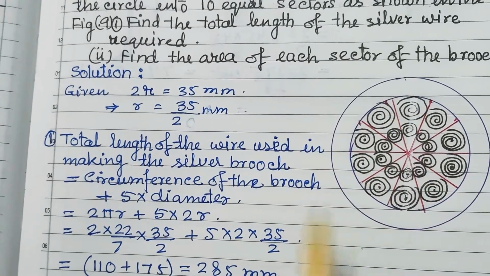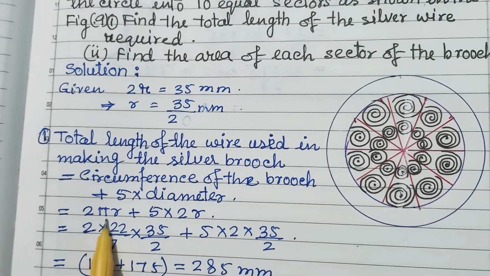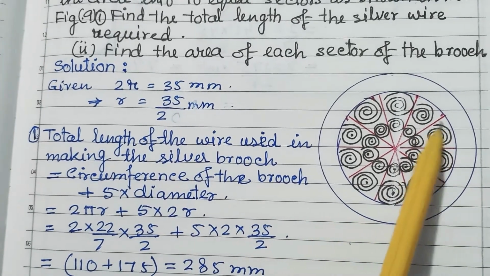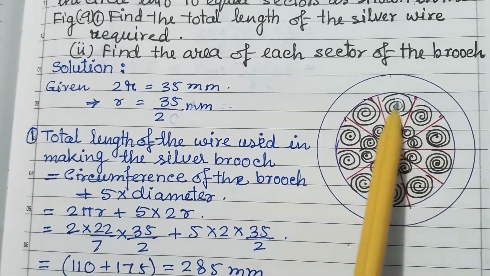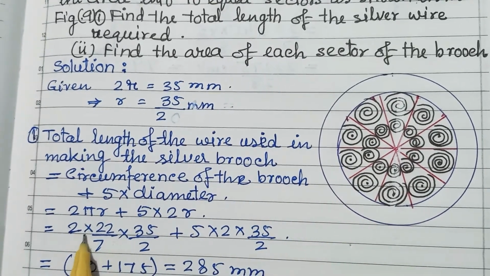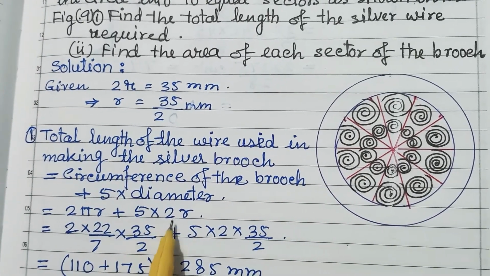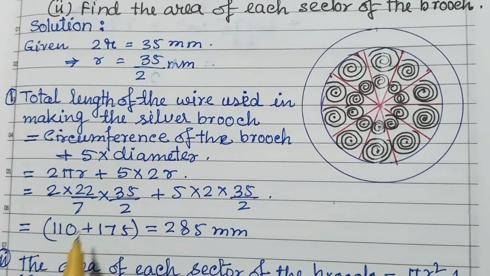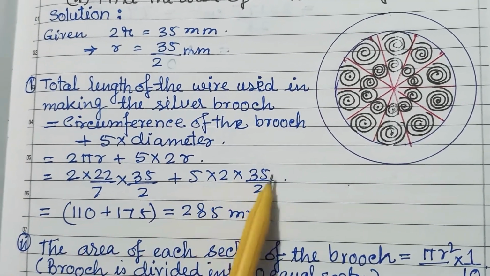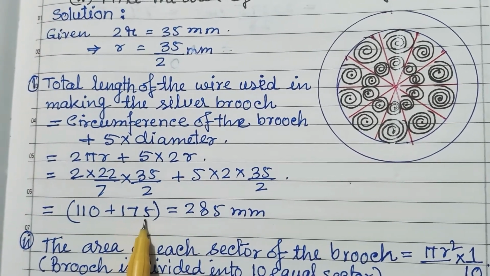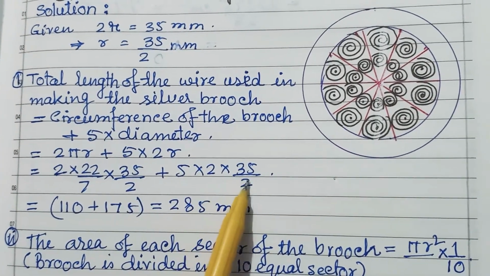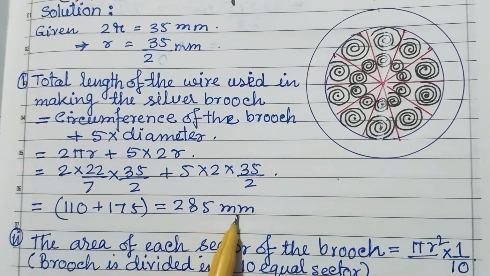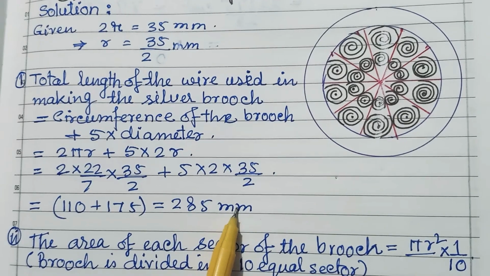So it is 2 pi r plus 5 into 2 r, where 2 r means diameter. This much is coming 110, and this one is coming 175. If you calculate it, you can get it. 110 plus 175 is 285 millimeter. Okay, the total length of the brooch wire.